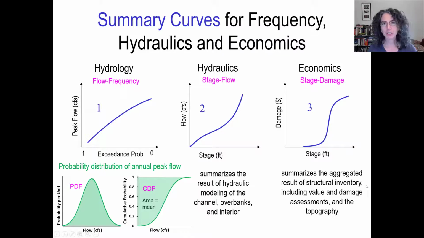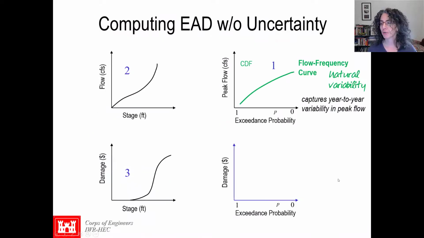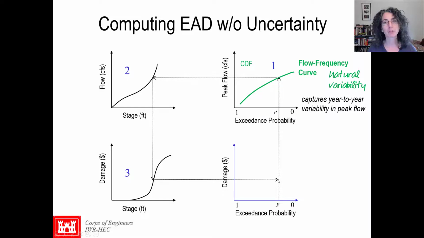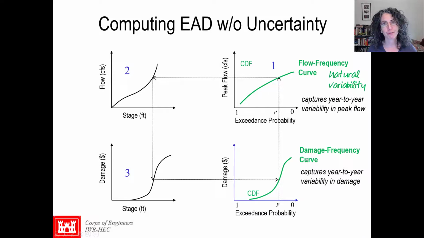Now, if we take these relationships and line them up so that their axes match, so we have flow and flow, we have stage and stage, we have damage and damage, this will allow us to build the damage frequency curve in the lower right. Right, so for any given value of exceedance probability, the frequency curve suggests a flow. We come over to the second curve and get a stage, come down here and get a damage, and so that damage pairs with that exceedance probability. Do that same thing right across the exceedance probability axis, and we can trace out the damage frequency curve.